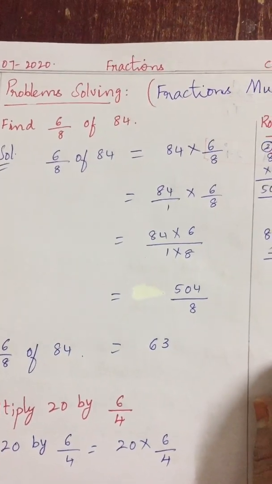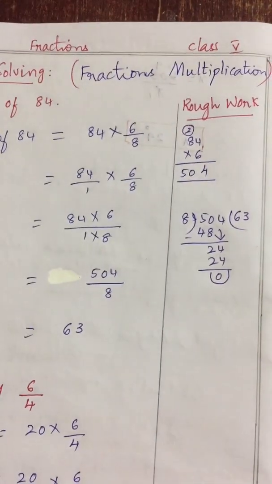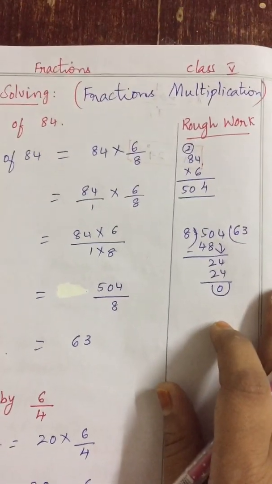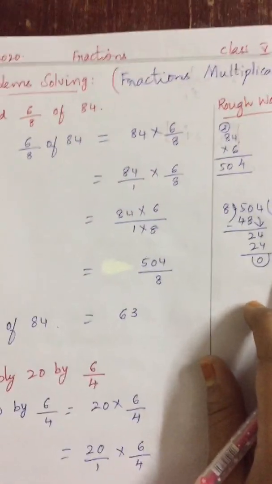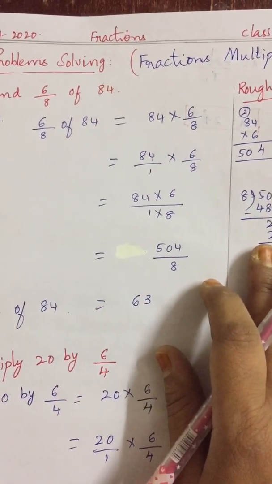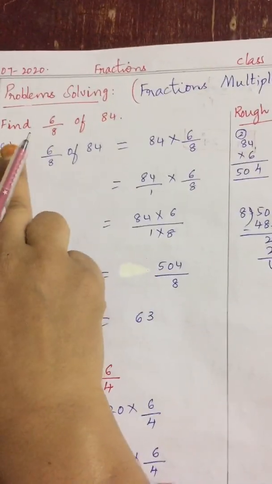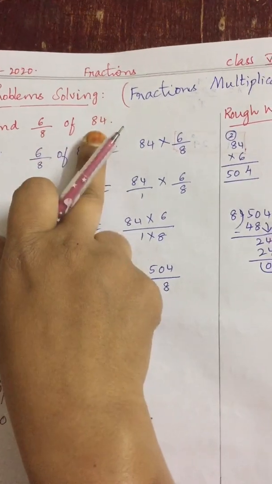Already we discussed fractions and different types of fractions, and in the previous class we have done problems based on addition and subtraction of fractions. Now we will do problems based on multiplication, fraction multiplication. Now let's see the first problem. Find 6 by 8 of 84.